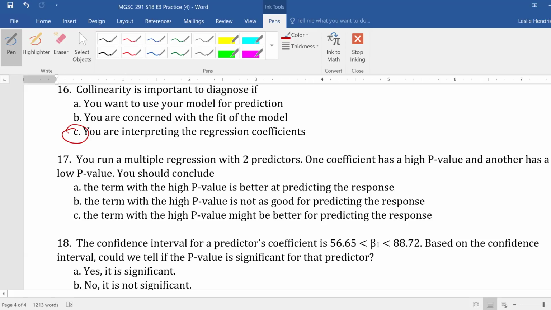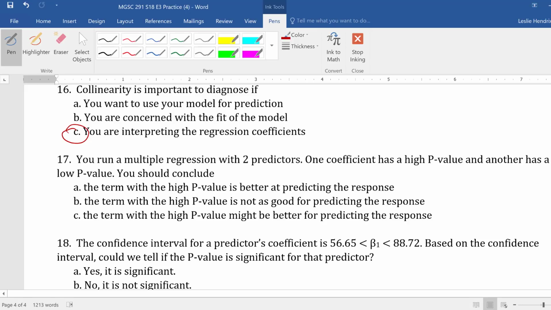All right, 17, you run a multiple regression with 2 predictors. One coefficient has a high p-value and the other one has a low p-value. What should you conclude? Here, I'm trying to emphasize that just because one of them has a low p-value and one of them has a high p-value, it doesn't mean you should just throw out the one with the high p-value. You should check out if they're collinear, and if there were only 2 predictors in my model, I would run each of the simple linear regressions to see which one looks more important before throwing that one out.